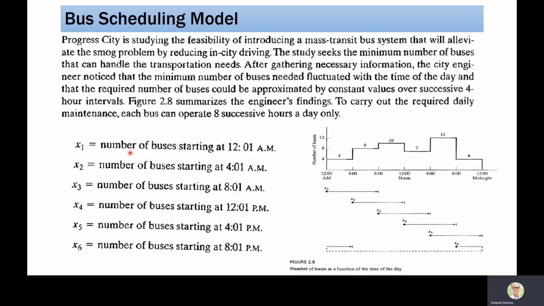So X1 is the number of buses starting at 12. Similarly, X2, X3, X4 and X5 at different times. These many buses are there. Now, what are the constraints? Now let us look into it. So the constraint is 4 buses, 8 buses.